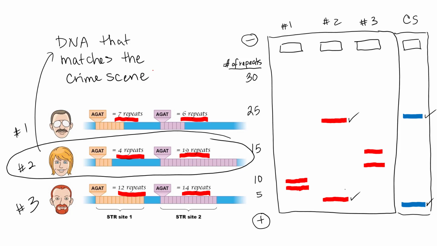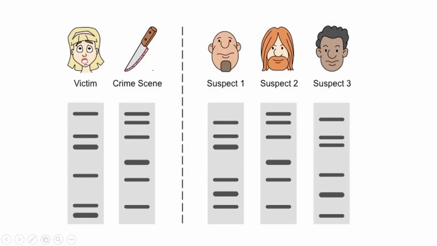Usually we look at multiple STR loci, not just the one, because the more loci you look at, the more statistically reliable it is.